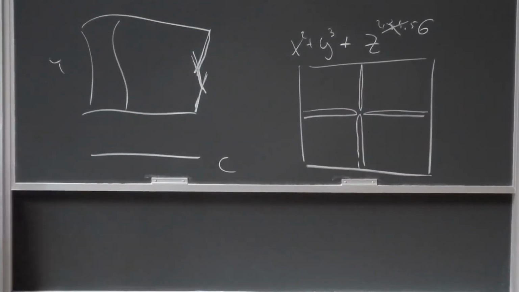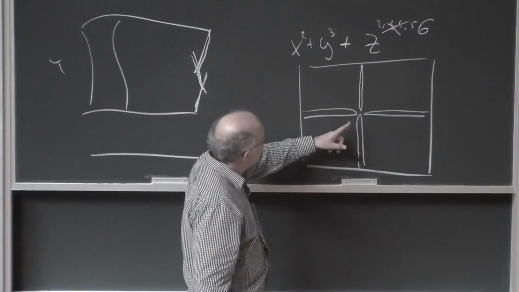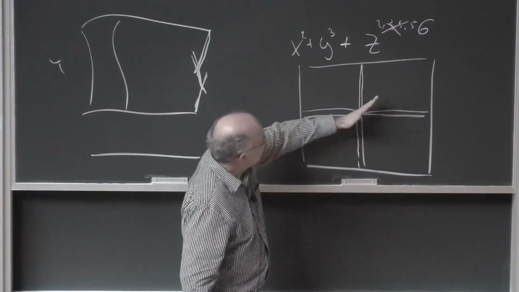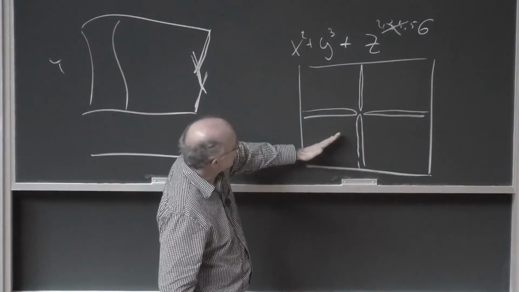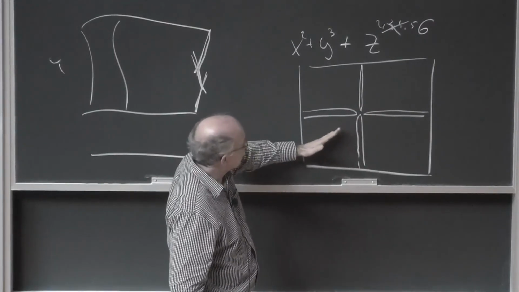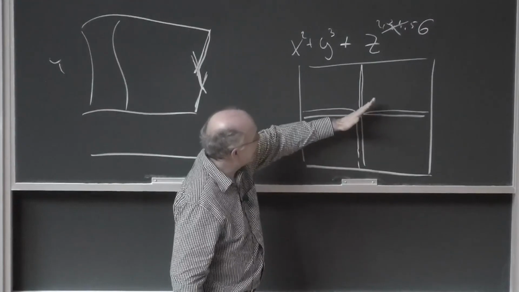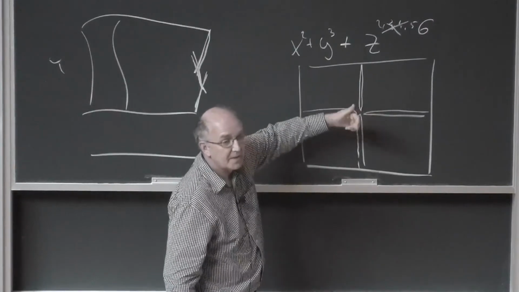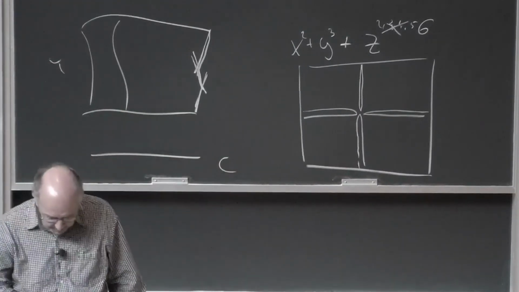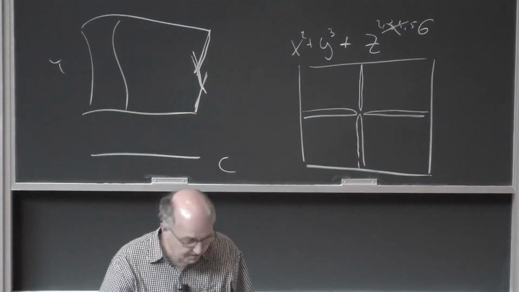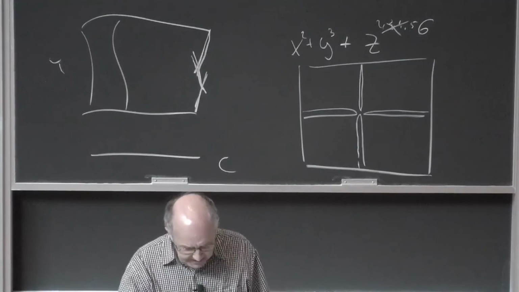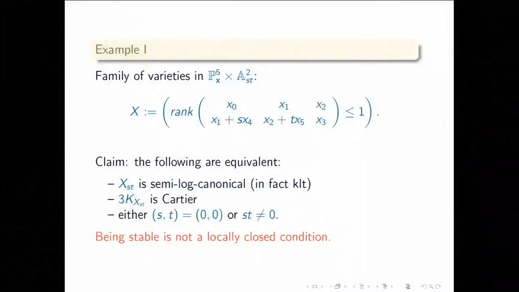And then, for instance, if I take this slanted line here, the fibers are always canonical models, but if I deform it just a little bit, I pick up 2 bad points. So this sounds pretty bad to start with, but let's check these claims first.